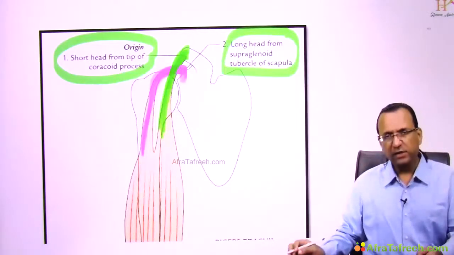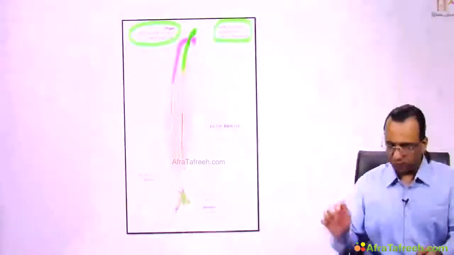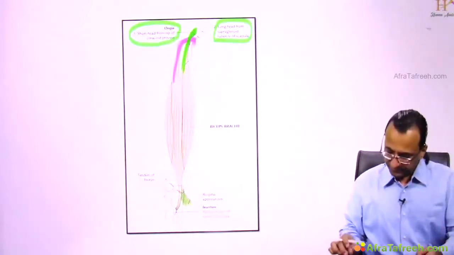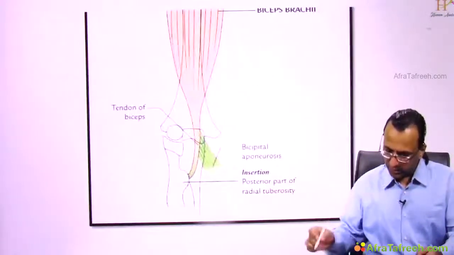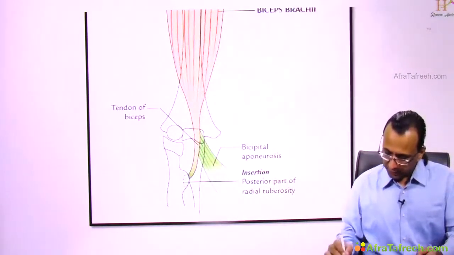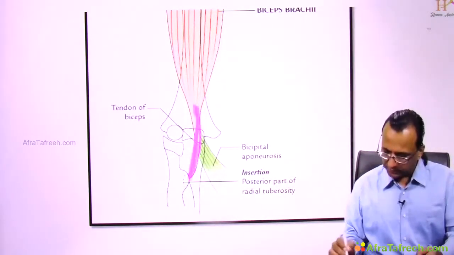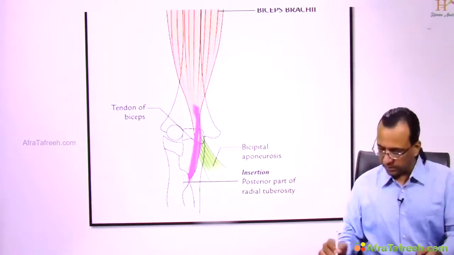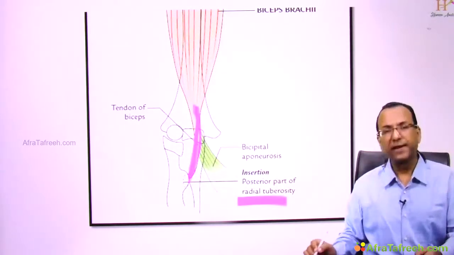Then where is the insertion? If you're talking about insertion, it is on the radius bone, and you see this is behind the radial tuberosity. So this is the tendon of biceps which is behind the radial tuberosity. Yes, actually in the radius bone.